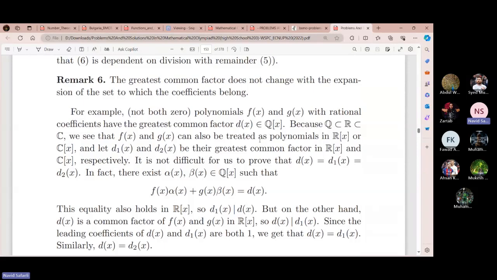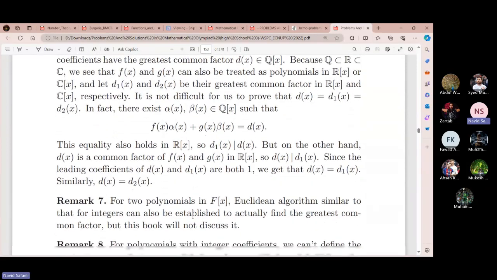And moreover, if F and G have rational coefficients, then D of X would also have rational coefficients. This is important because, again, in that field, there are alpha and beta in Q of X satisfying this. So if we have two polynomials with rational coefficients, their GCD would also have rational coefficients. Is it okay?